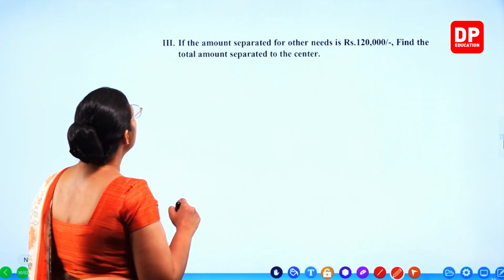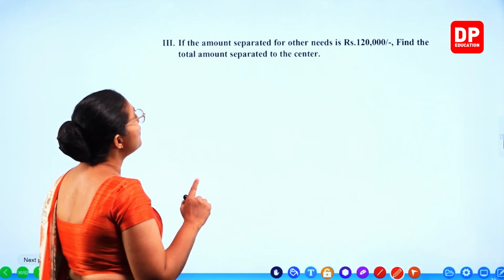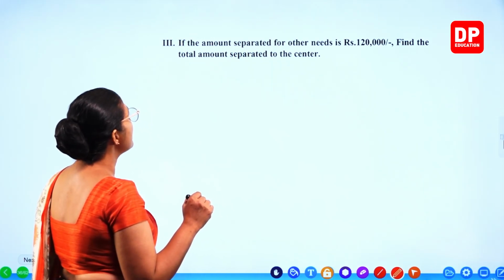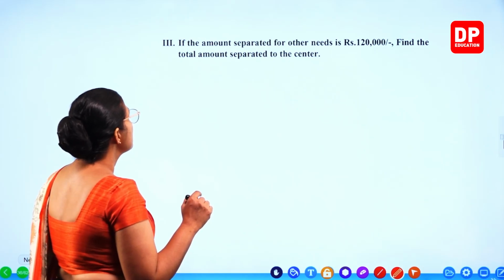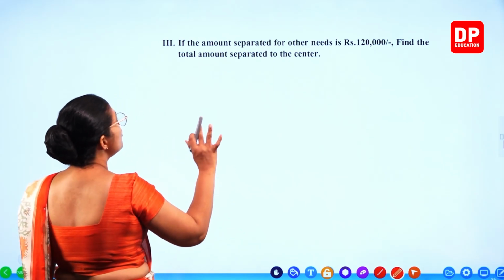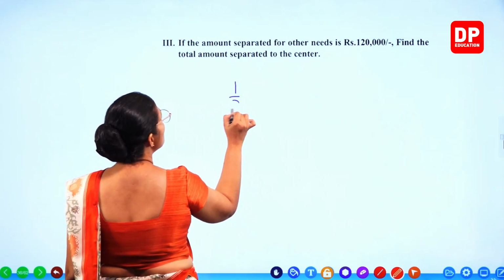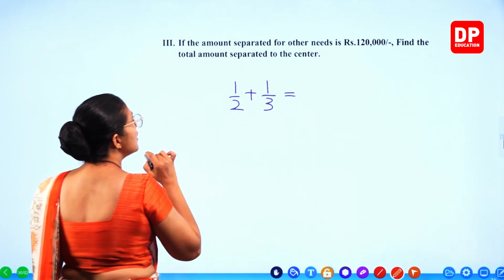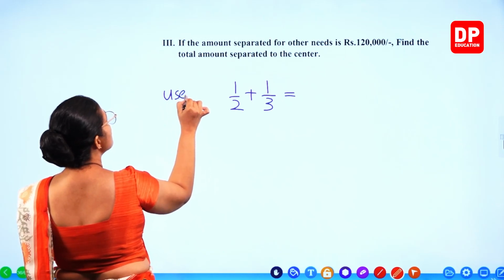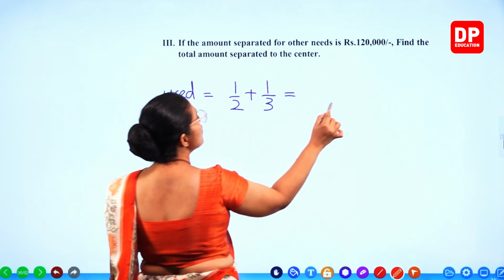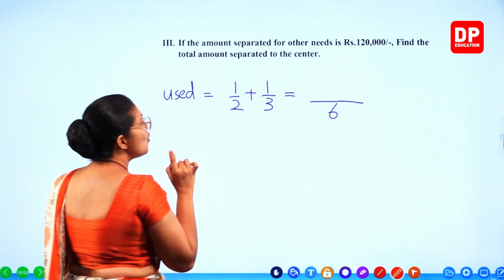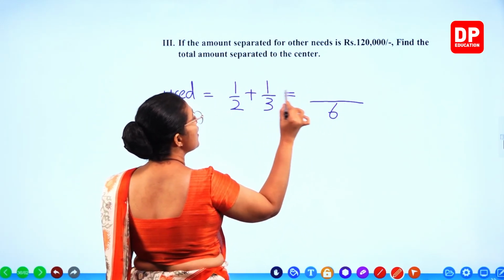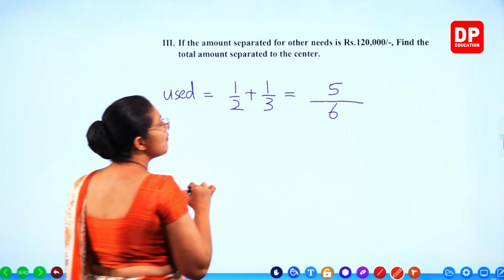Part 3. If the amount separated for other needs is 120,000 rupees, find the total amount separated to the center. So what's the balance now? What's the used part? So half is used and 1/3 is used for food. So used fractions. 6 is the common denominator. 3 times 2. Here 3 plus 2, 5. 5/6.